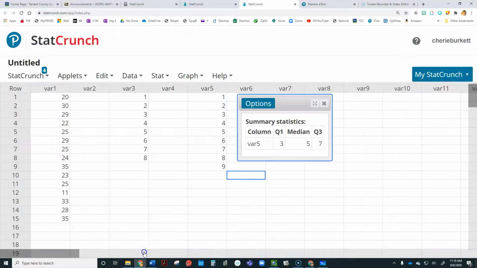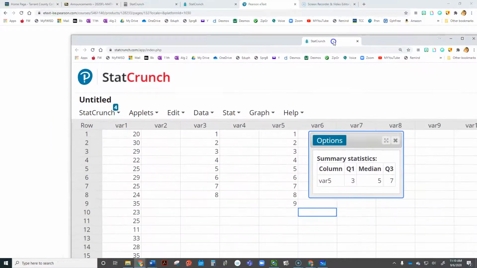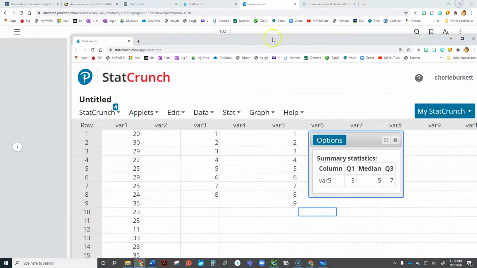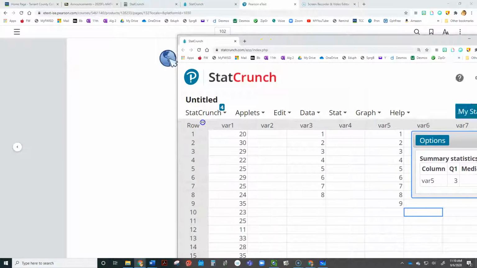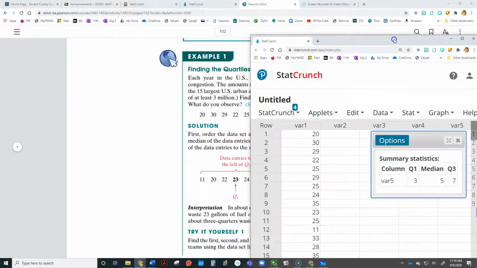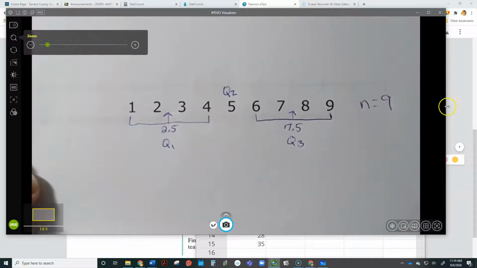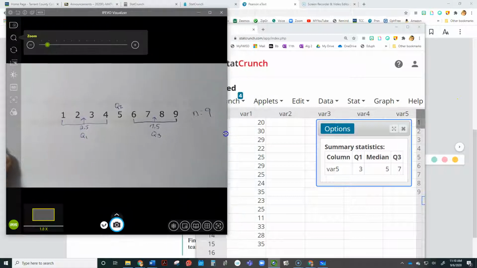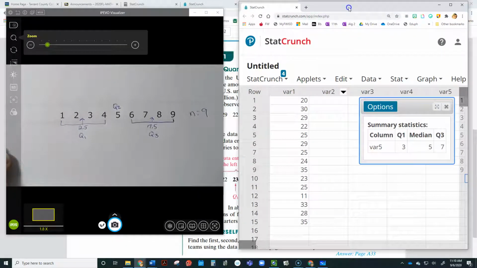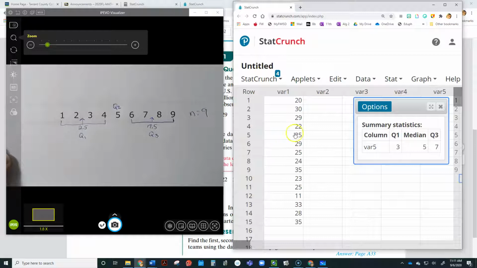Let me see if I can find StatCrunch. StatCrunch calculated Q1 to be 3. Let me see if I can pull this out and do it side by side. The StatCrunch calculation for that set of data was 3, whereas we did it by hand and we got 2.5. Okay, so that was the Q1.